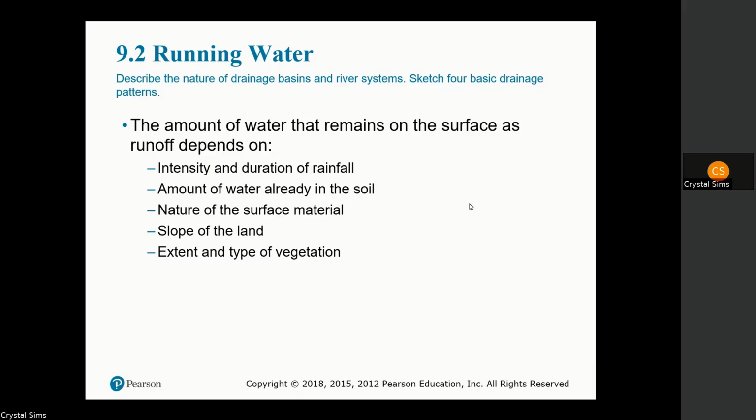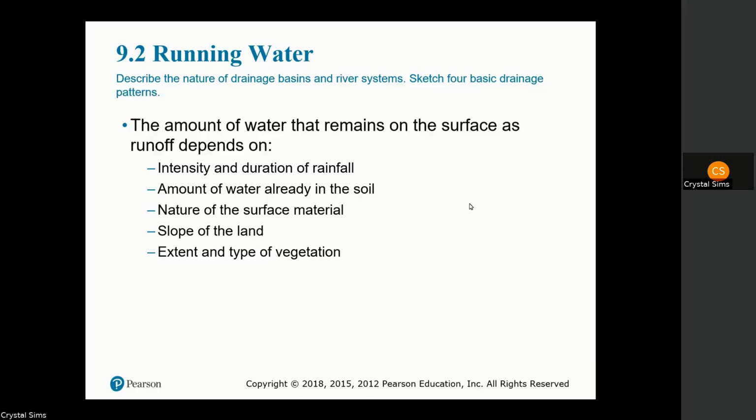So what causes runoff? Well, we have to look at how much rain and how long is it raining. At some point, the ground becomes saturated. And if no more water can become infiltrated because it's raining too hard for too long, then that water is going to start to run off.